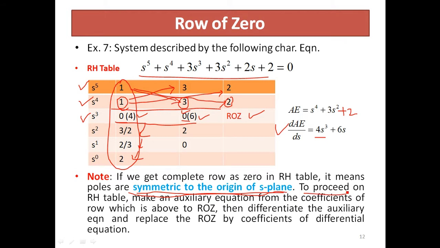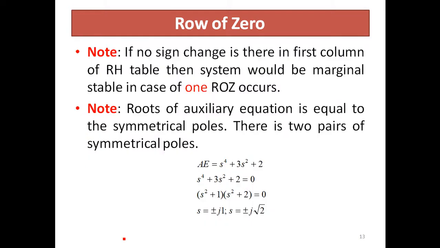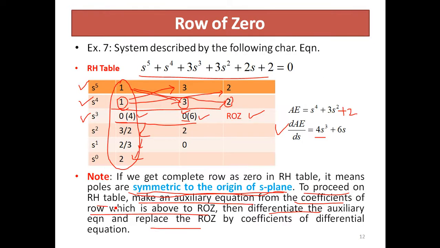To proceed on the RS table, make an auxiliary equation from the coefficients of the row which is above the ROZ, then differentiate the auxiliary equation and replace the ROZ by the coefficients of the differential equation. This is the statement of how you would be proceeding.